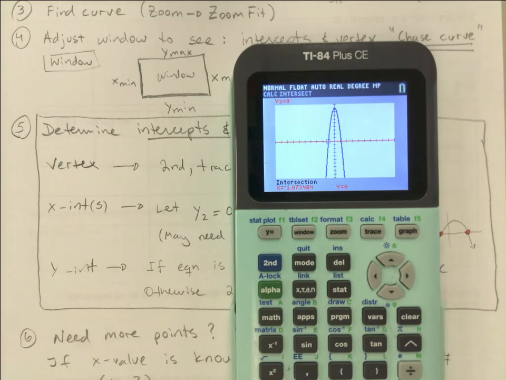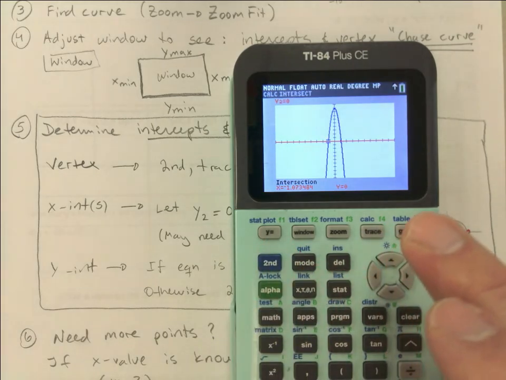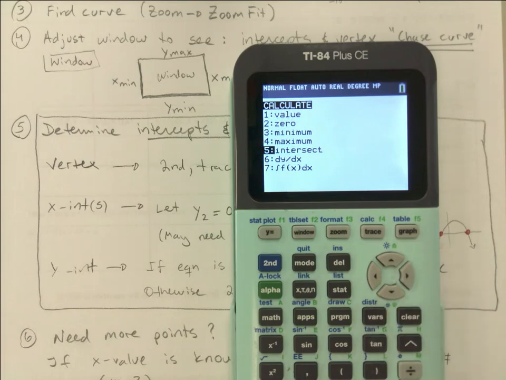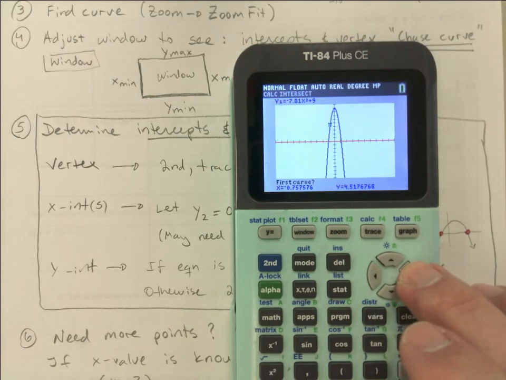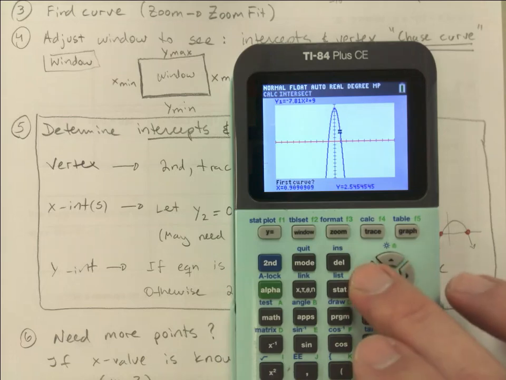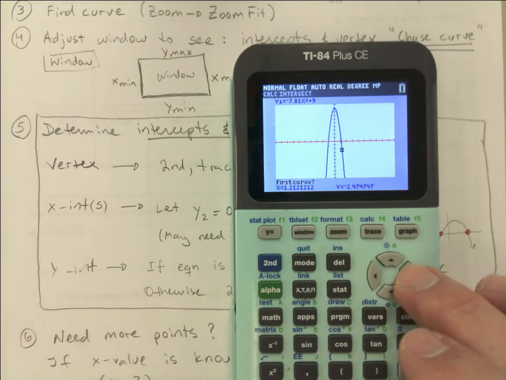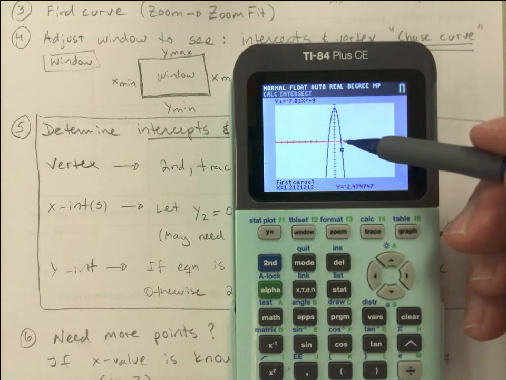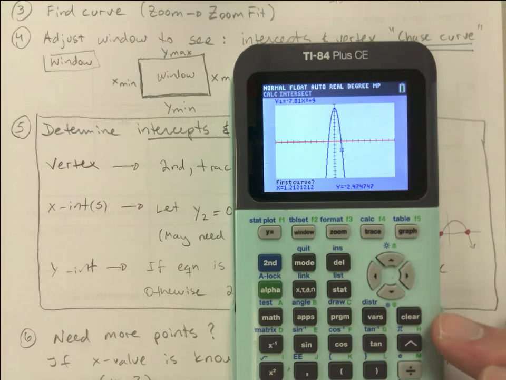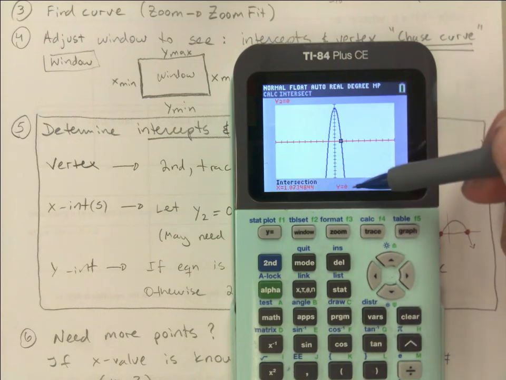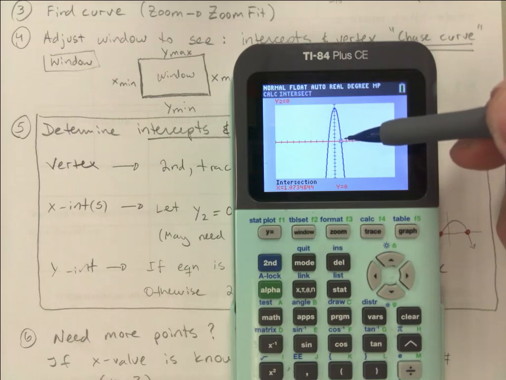Let's find this other one. You have to repeat the process. Second, trace, intersect. You go over. I use left and right arrows, right? I go over until I'm closer to this one right here. And then you press enter. You can kind of just press enter again on the red one. It doesn't matter. Enter, and when it says guess, hit enter one more time. You found the x-intercept on this side of the graph.